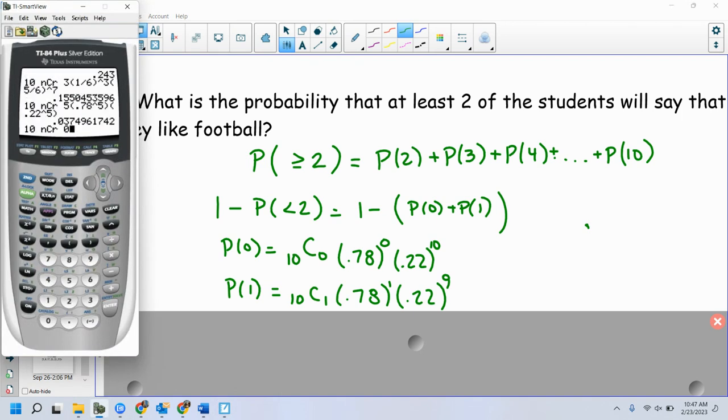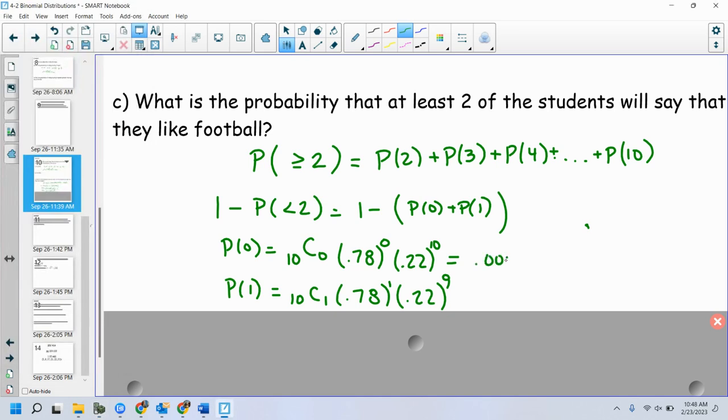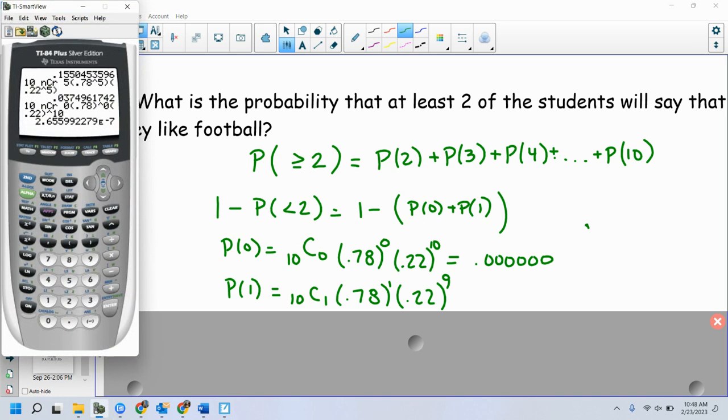10C0, 0.78 raised to the 0, and then 0.22 raised to the 10th. Very small number. Okay. Got 7 zeros, so 6 zeros in front. 1, 2, 3, 4, 5, 6, 2, 7.